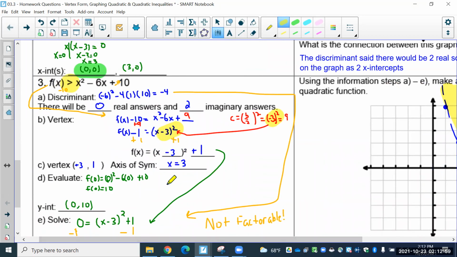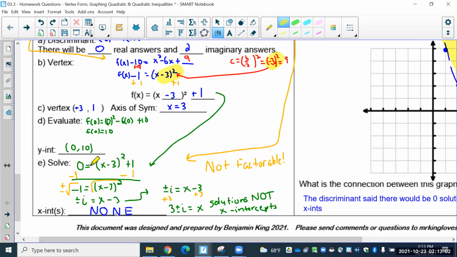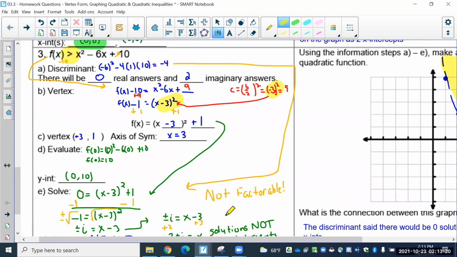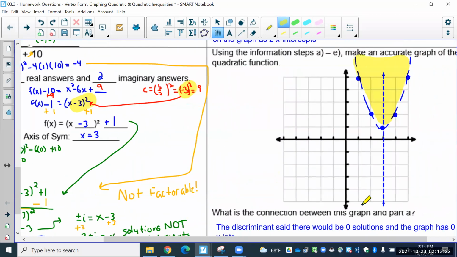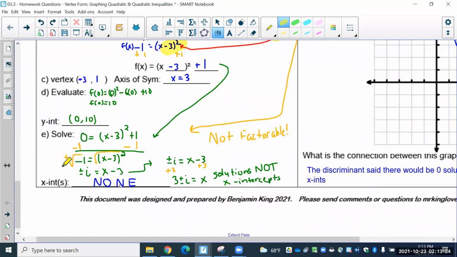So now let's talk about the whole solving, right? So when I solve this, if I solve it from 3.2, I subtract 1 and get the square root of a -1, which is i, and then I add 3, and I get answers. These are solutions, but they're not x-intercepts. So you've got to keep this in perspective of the assignment. This is the answer from 3.2, but this assignment is about graphing, and the graph has no x-intercepts. So for right here, when it says, what are the x-intercepts? I wrote none. That's the right answer, but there are solutions for another part of the test.